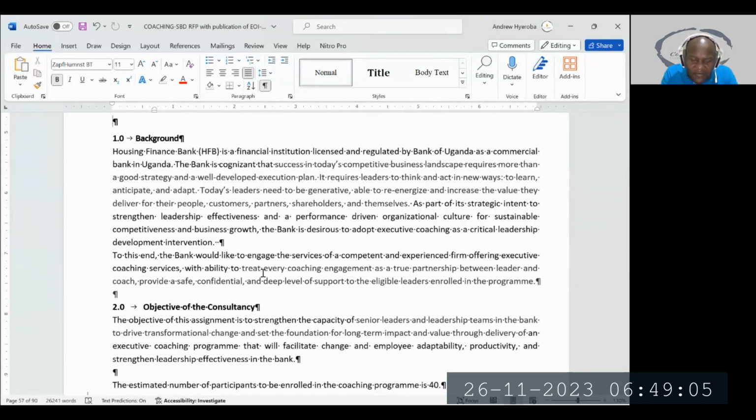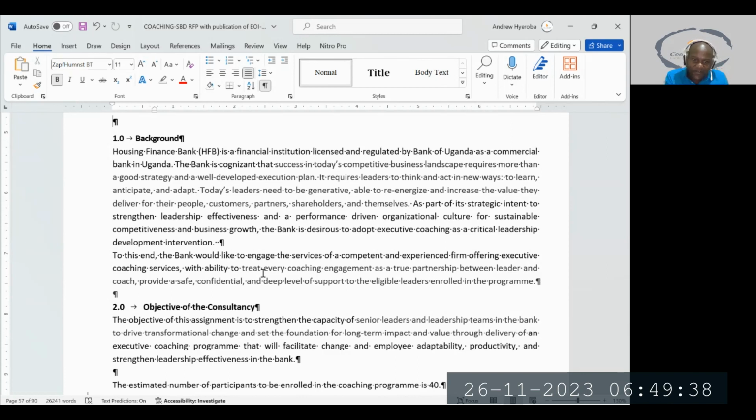The objective, okay, so in the background, they're telling us something. They want to strengthen leadership effectiveness and performance driven culture for sustainable competitiveness and business growth. Those are so many things. Like a coach trainer used to say, you've gotten too many girlfriends in the room. You can't take all of them on a date. But they want to strengthen leadership effectiveness, which should lead to performance driven culture. But they said and, which means including.